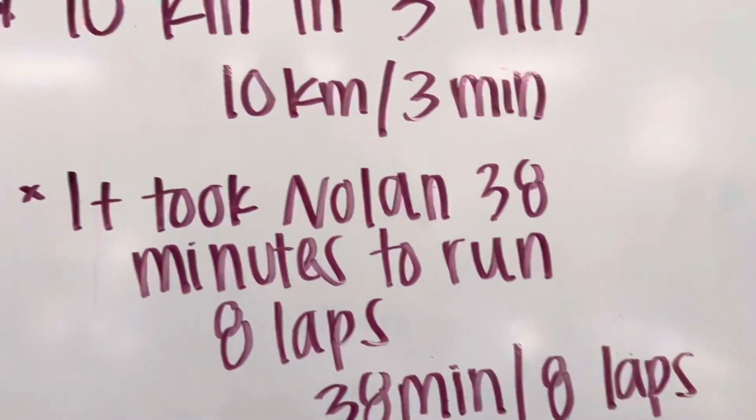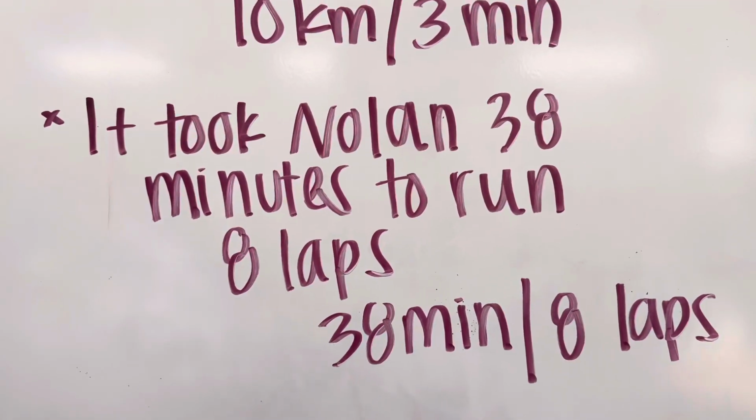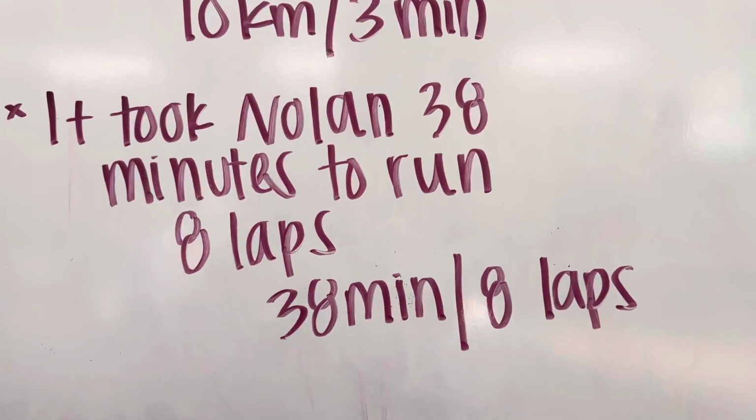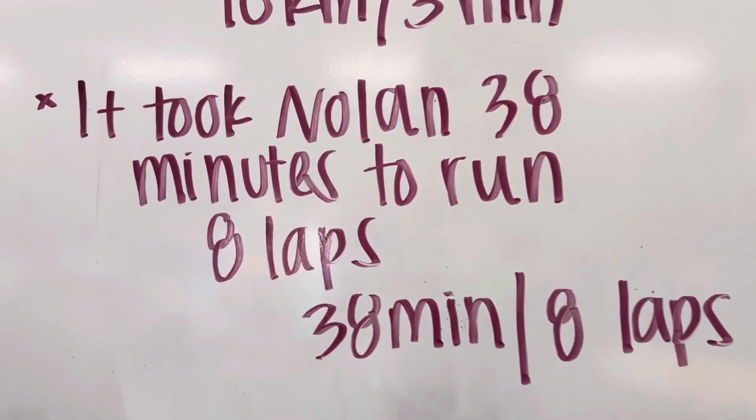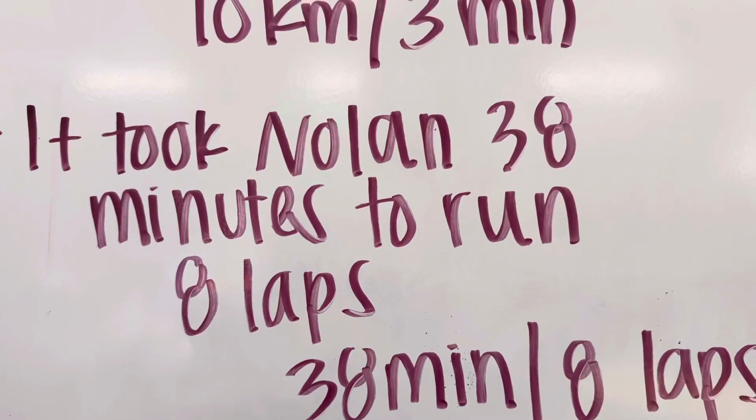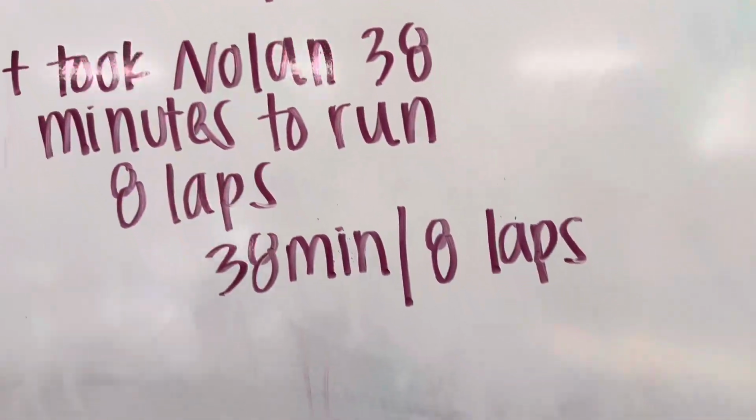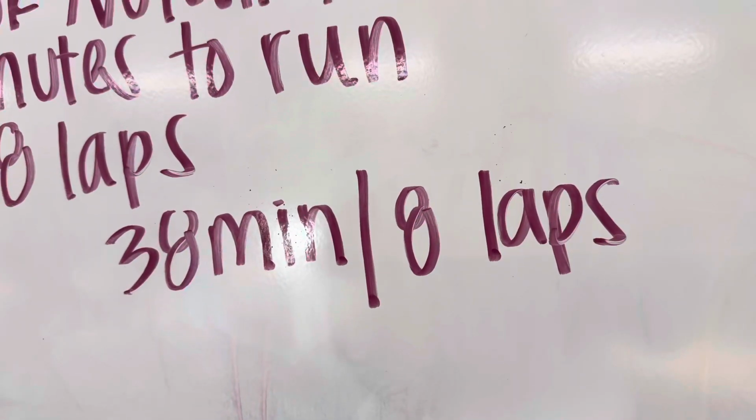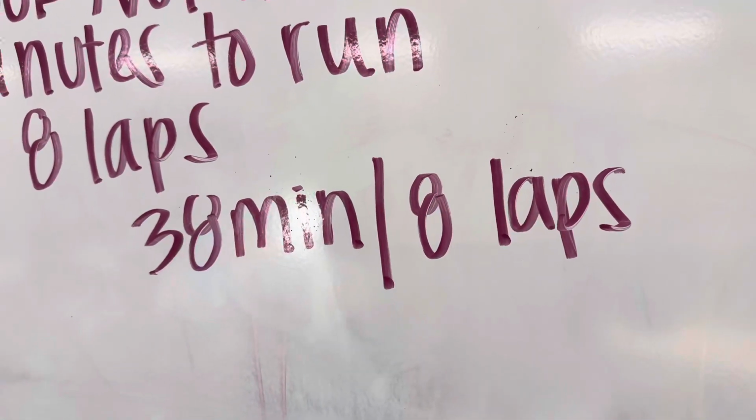All right, now, there's gonna be some where it's gonna be taken from word form, like they're gonna give you a sentence, and you're gonna turn that into a rate. In this example, say it took Nolan 38 minutes to run 8 laps. We can write that as a rate and put that as 38 minutes per 8 laps or for 8 laps.